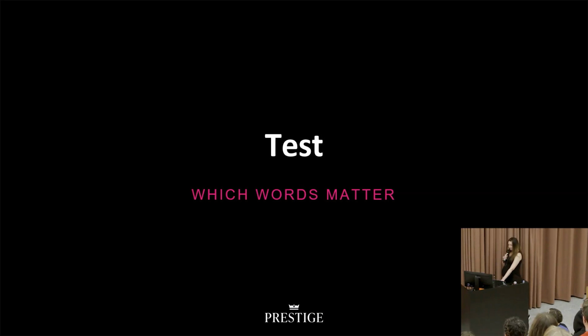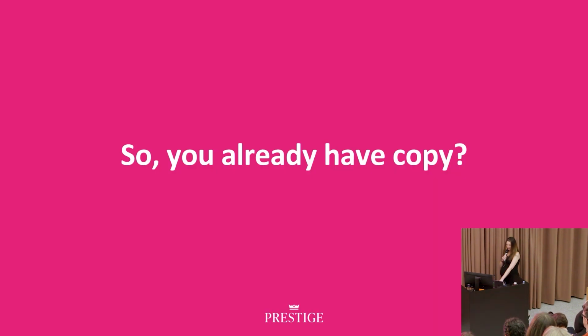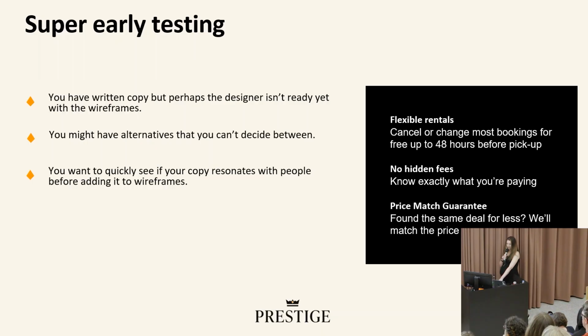So what can we do when you actually have words already and you want to see if they're resonating with people? So at this point, you already have some copy. So I think Natasha said this in her talk, the earlier the better is best when you get UX writers involved. So we want to involve them really early in the process, and we want to test that copy as early as possible. So it might even be that you don't have wireframes yet, you just have some words that you want to get some feedback on.